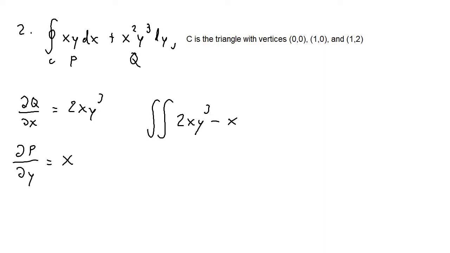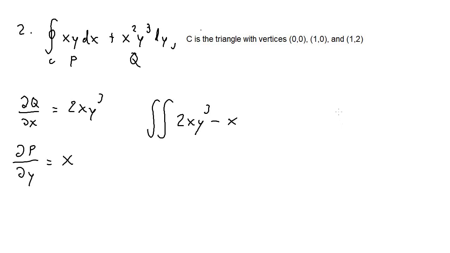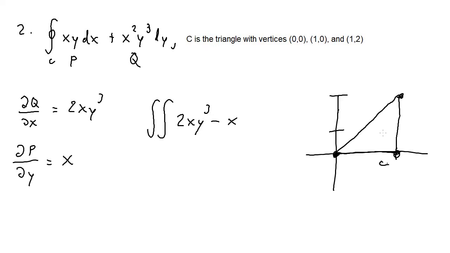So now in order to find the bounds of integration, let's go ahead and graph this triangle. So we have C is a triangle with vertices (0, 0), (1, 0), and (1, 2). Once again, C is going to be the outer line segments of the triangle, D is going to be the enclosed region. Now there's a couple different ways to go about this, but I'm going to say the x values range from 0 to 1, and the y values range from the bottom equation to the top equation of the triangle.